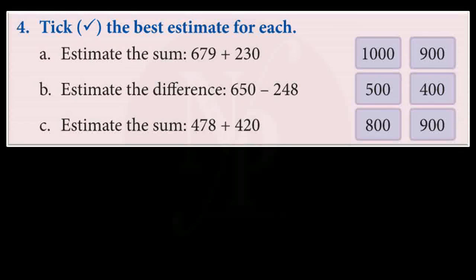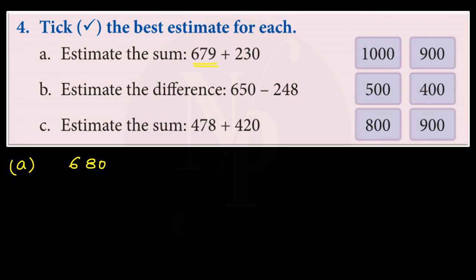Question number 4. Take the best estimate for each. A. Estimate the sum 679 plus 230. So we have to estimate the sum and we have to take the best estimate of the sum given in these boxes. A. So this 679 can be rounded to 680 because it is just one less than 680.